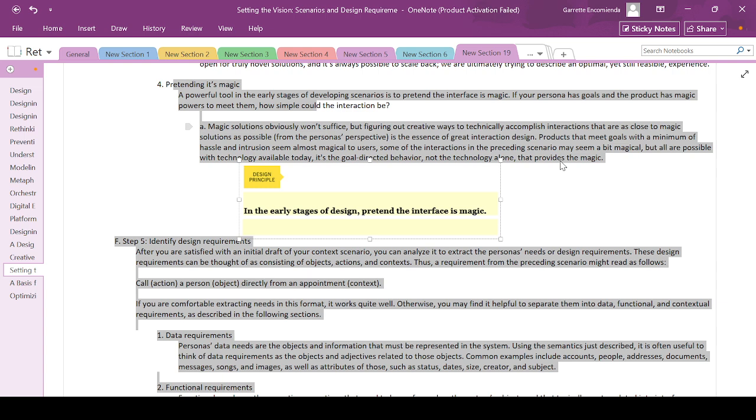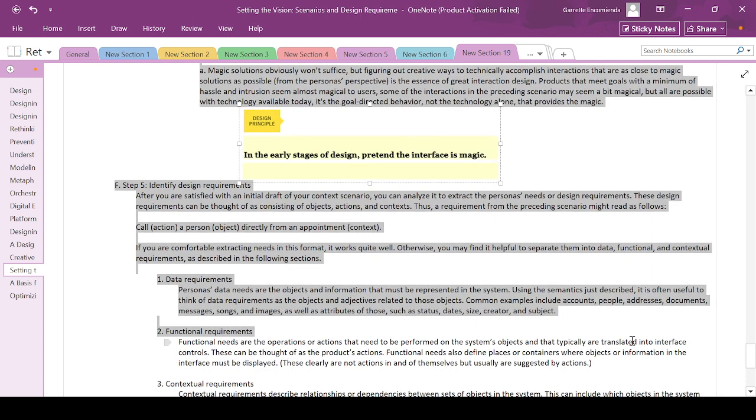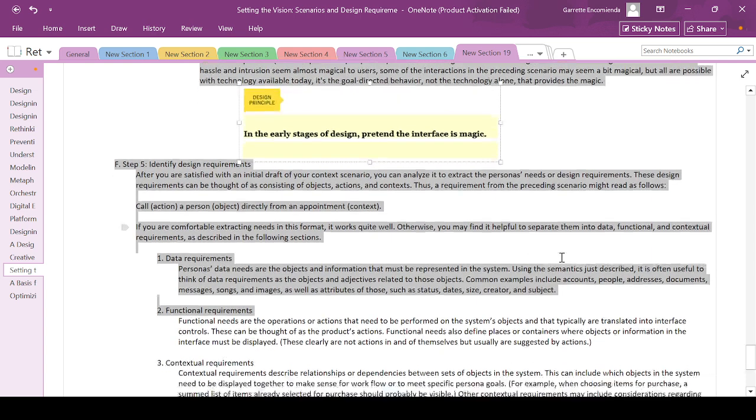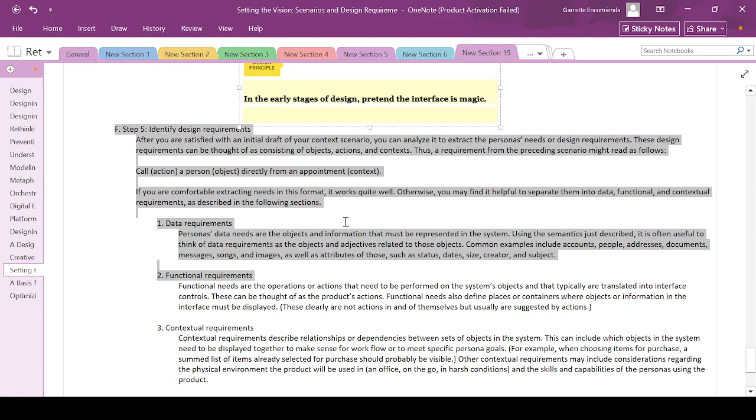Some of the interactions in the preceding scenario may seem a bit magical, but all are possible with technology available today. It's the goal-directed behavior, not the technology alone, that provides the magic. Design principle: in early stages of design, pretend the interface is magic. Step 5. Identify design requirements.